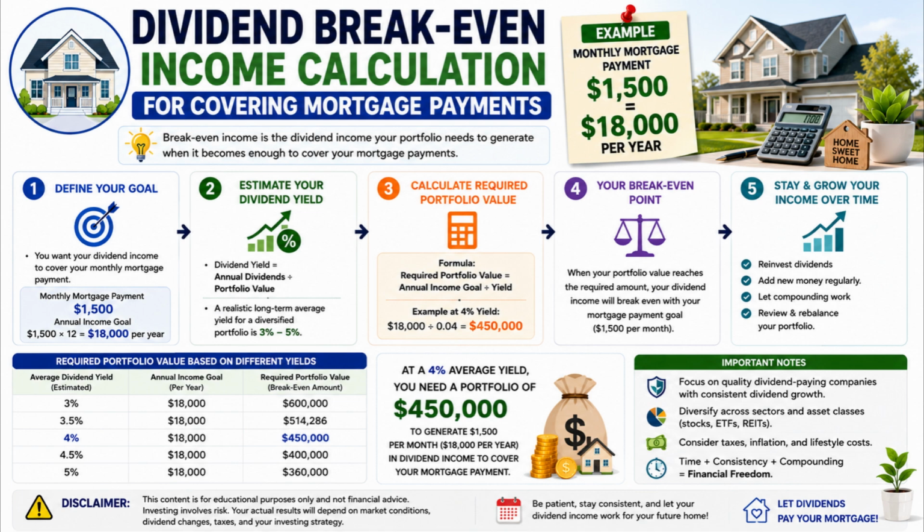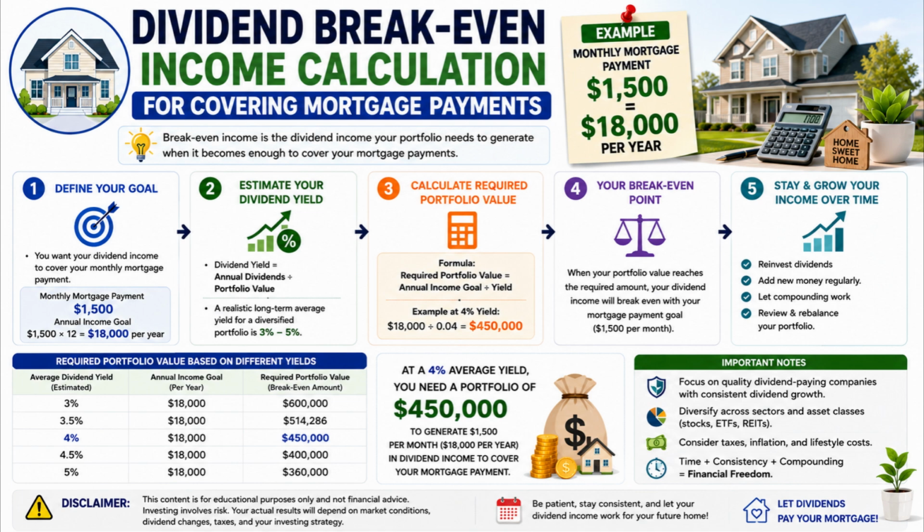Next, you need to estimate your dividend yield. Dividend yield shows how much dividend income your portfolio pays compared to its total value. The formula is annual dividends divided by portfolio value. For a diversified dividend portfolio, a realistic long-term average yield may be around 3% to 5%.